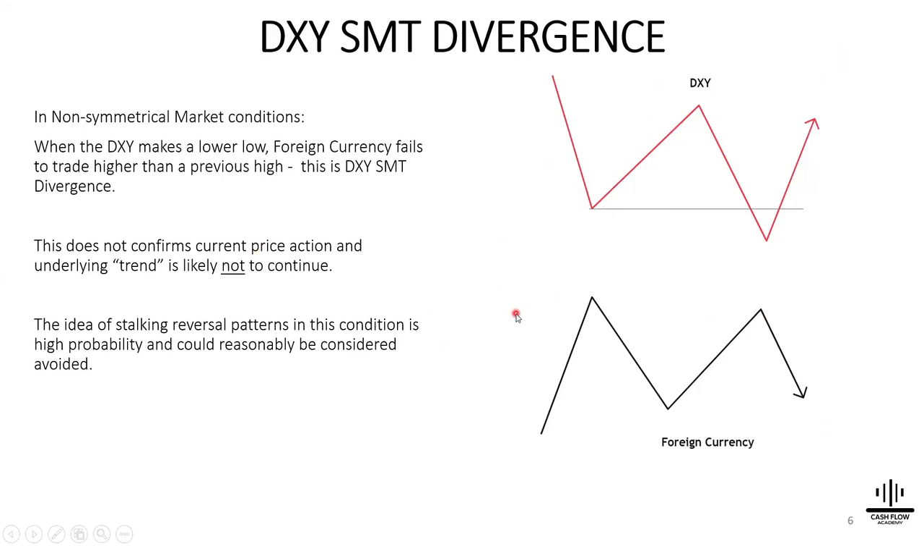This does not confirm current price action and underlying trend is likely not to continue. It means that if dollar has been going lower and foreign currency has been going higher, but then fails to make a higher high, then the trend would likely not continue, but reverse. The idea of stalking reversal patterns in this condition is high probability and could reasonably be considered. Sorry, I wrote avoided. This is a typo.